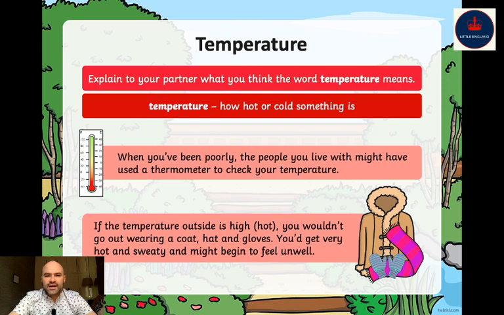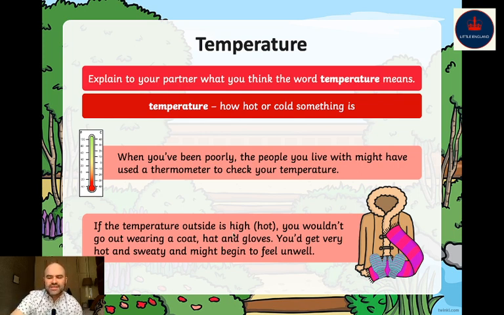Temperature is how hot or cold something is. When you've been poorly, the people you live with might have used a thermometer to check your temperature. So if you've been sick, your mom and dad use a thermometer. Yeah? If you're sick, you're like, I don't feel good, mom. And then they give you a thermometer.